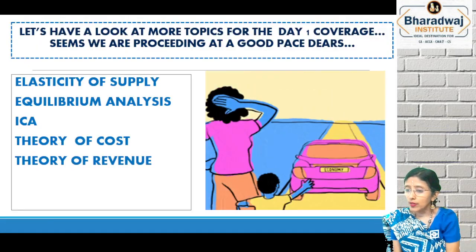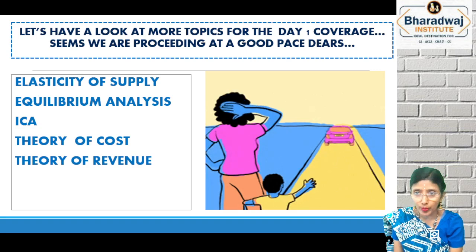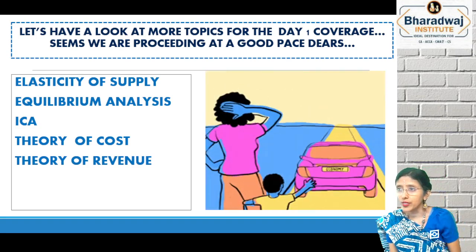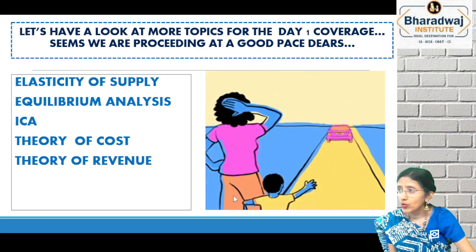So what are the portions now? We are doing elasticity of supply. We will do equilibrium analysis, ICA, cost and revenue. So we are proceeding at a good pace, right? Don't you think so?